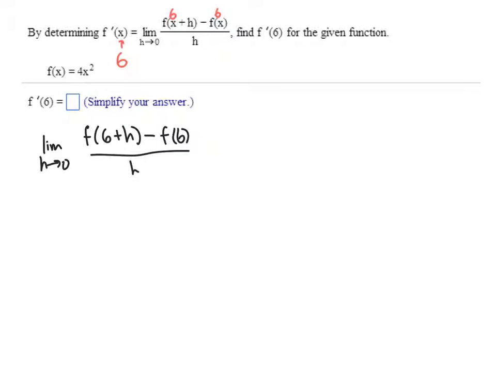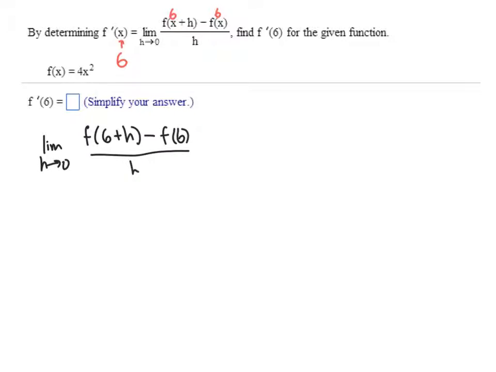Now, our general approach here is going to be to essentially ignore this limit thing. We're going to focus on figuring out what this fraction is, plugging 6 plus h and 6 into our function, working all that out, simplifying, and then only at the very end are we going to think about what's going to happen as h gets closer and closer to 0. With that strategy in mind, let's start with the top of our fraction.